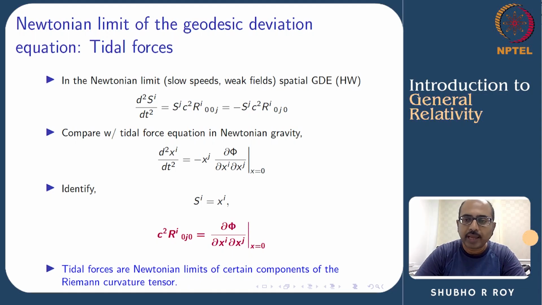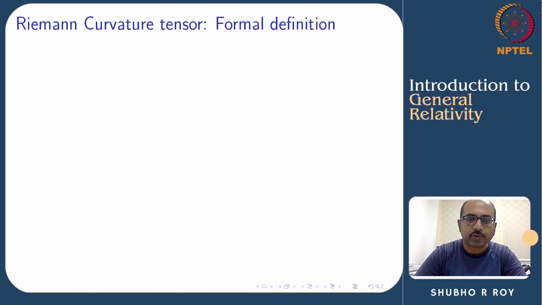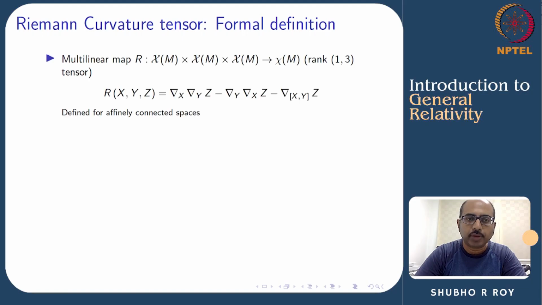Now let's do the math and give the formal definition. Let's go back to Riemannian geometry. So the Riemann tensor, by definition, is a multilinear map. By now, you must have got accustomed to the definition of a tensor. All of them are multilinear maps.